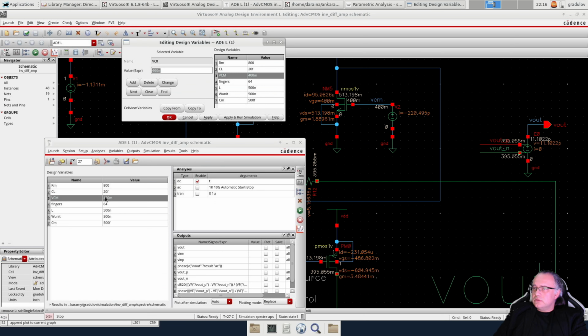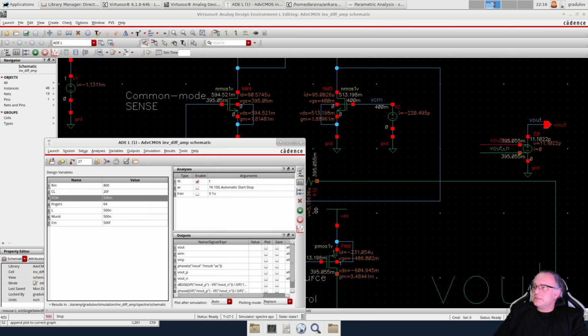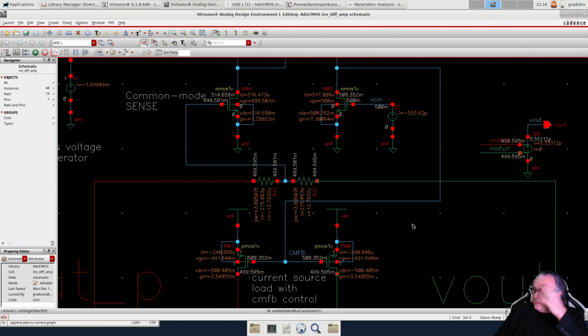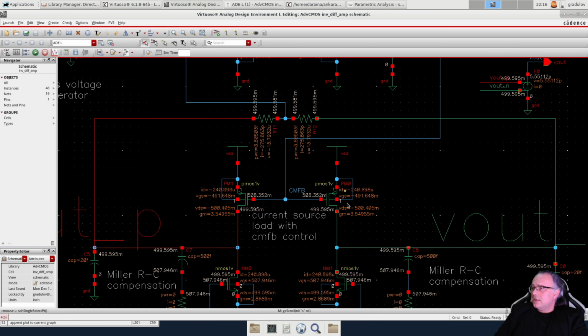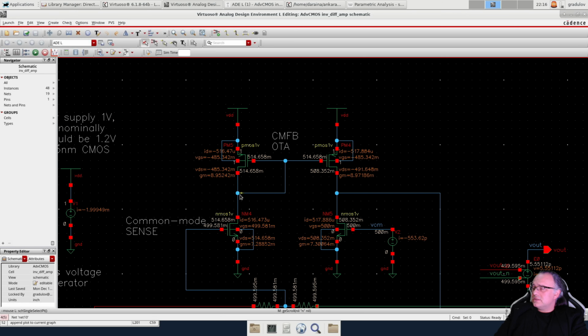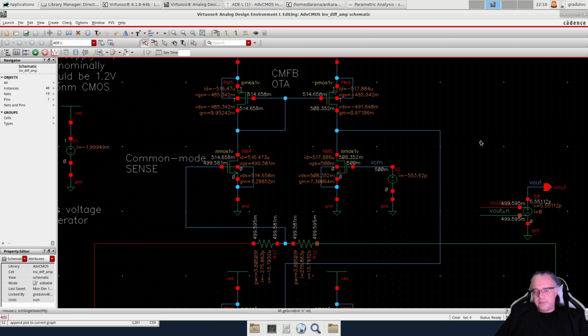Alright, so let's go to the nominal, which is half of the power supply. So this is now 0.5 volts I'm setting, and I'm sensing 499.5 millivolts. Very well. Then quickly looking at the current, so these transistors are in saturation and this is in saturation, everything should operate properly.